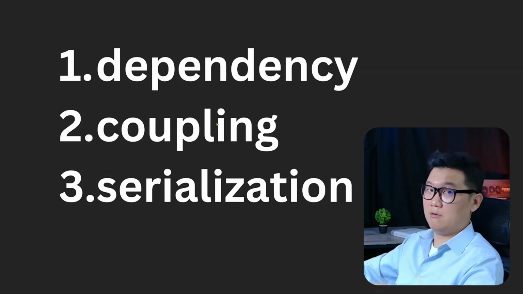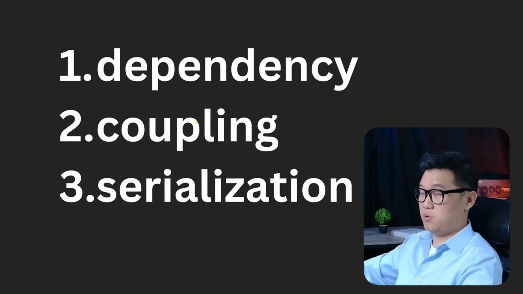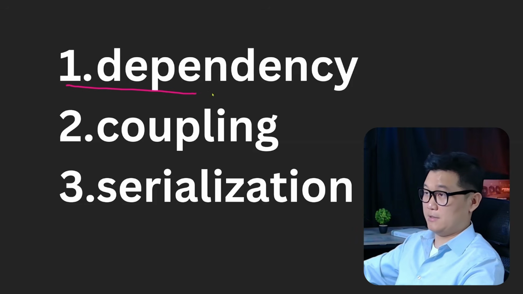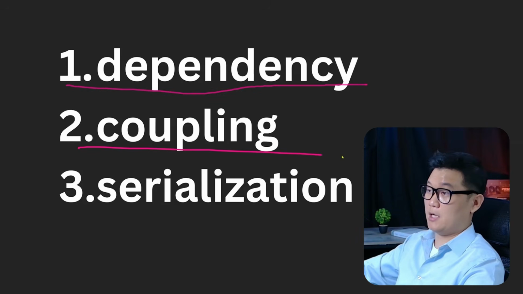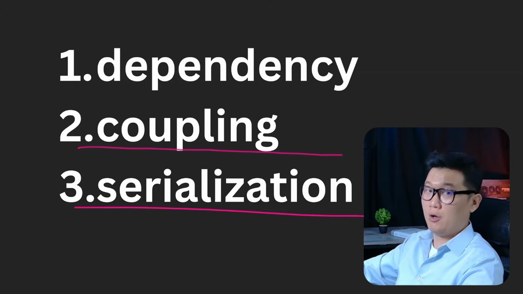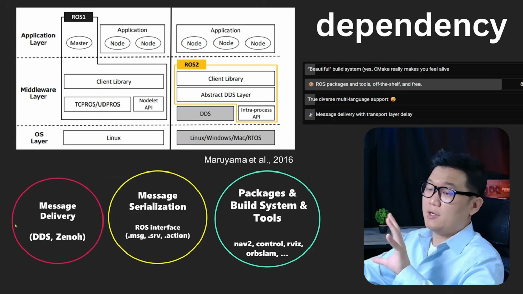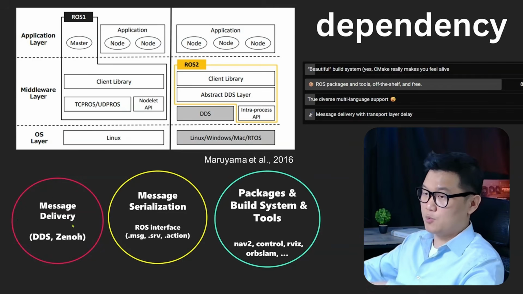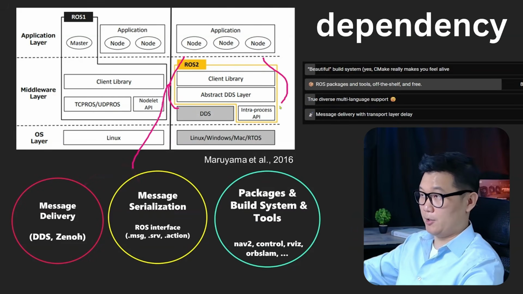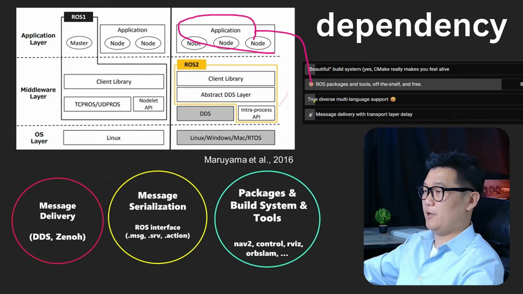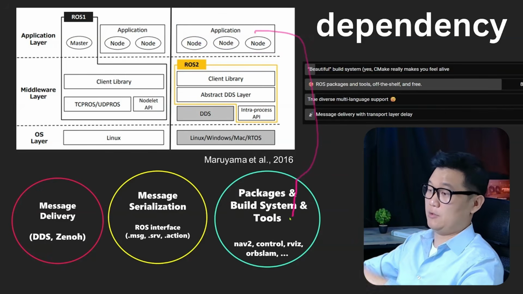So on a very high level, people in the Reddit post are talking about the problems in ROS. There's the dependency issue, the coupling issue, and the serialization issue with ROS. So what are those? That's my question. Again, on a high level, ROS comes with the message delivery system and the message serialization, and then the packages and build tools. And these two are bound by this ROS middleware here. And then the application layer is about these build systems and other tools like that.